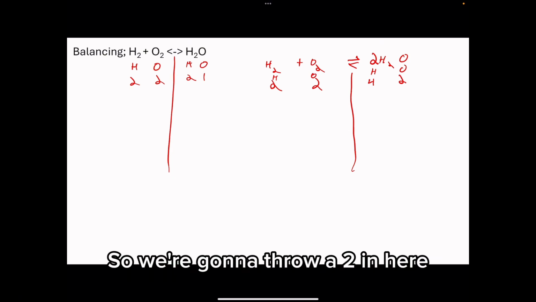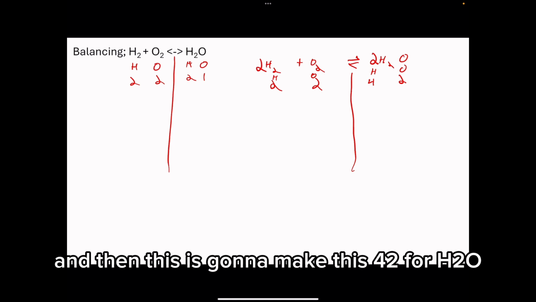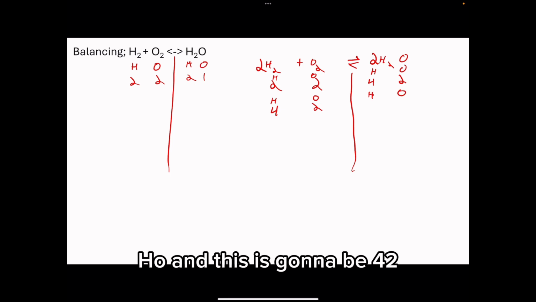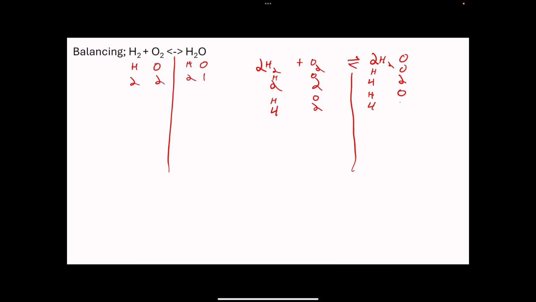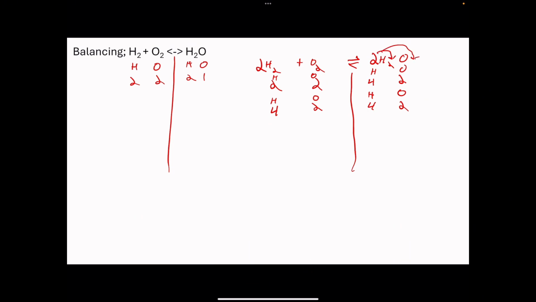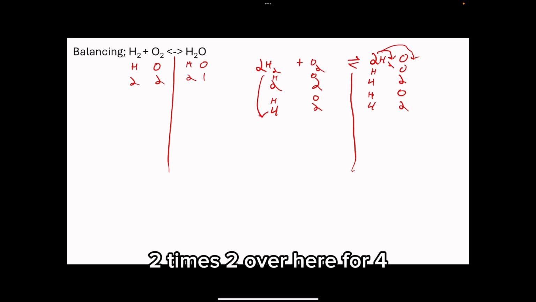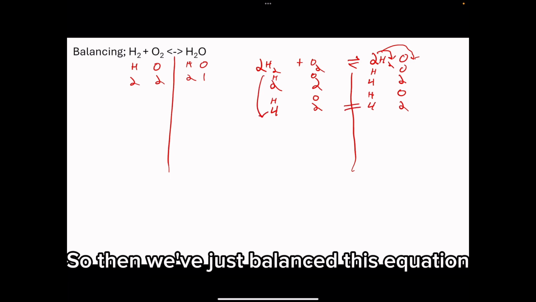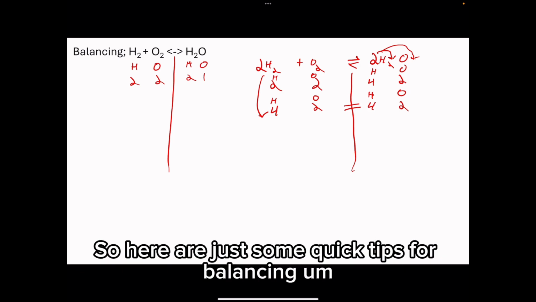So we're going to throw a 2 in here, and then this is going to make this 4, 2 for H, O, H, O, and this is going to be 4, 2. So we have 2 times 2 here for 4, and 2 times 1 here for 2, 2 times 2 over here for 4, and then 1 times 2 here for 2, and they equal. So then we've just balanced this equation.